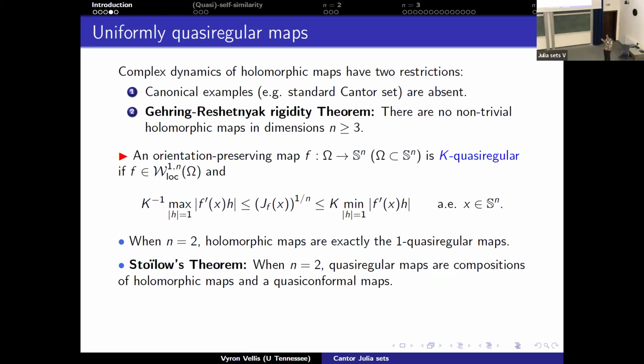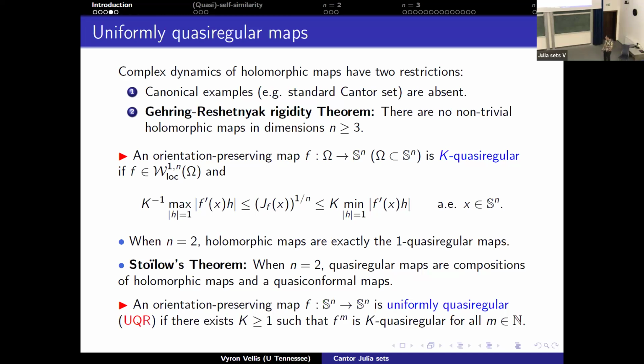So what we need, and what I'll be dealing with for the rest of the talk, is a subclass of quasi-regular maps specifically designed for dynamics called uniformly quasi-regular, or simply UQR. So I'm going to call an orientation preserving map a UQR map if F and all of its iterates are quasi-regular with the same constant. This is still a generalization of holomorphic maps, but we will see that there are a lot more.